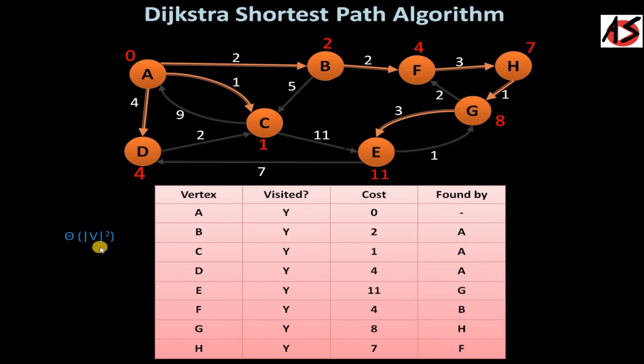But this can be improved if you are using a self-balancing binary search tree or binary heap. Then the time complexity will be theta of E plus V log V. So this is all about the Dijkstra algorithm for finding the shortest path from the given vertex.